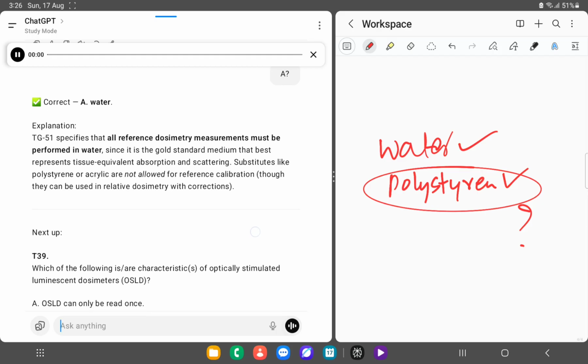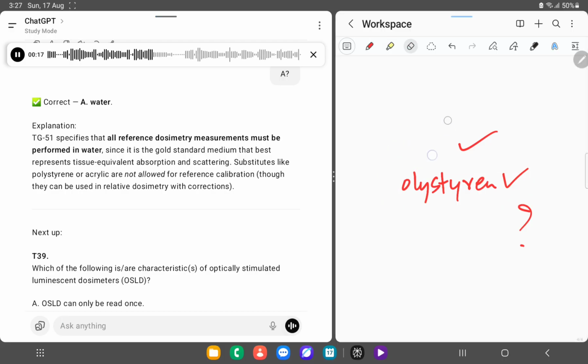Correct. A. Water. Explanation: TG-51 specifies that all reference dosimetry measurements must be performed in water, since it is the gold standard medium that best represents tissue equivalent absorption and scattering. Substitutes like polystyrene or acrylic are not allowed for reference calibration. They'll be used in relative dosimetry with corrections.